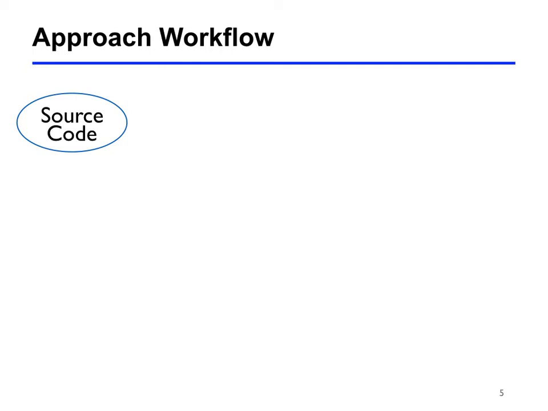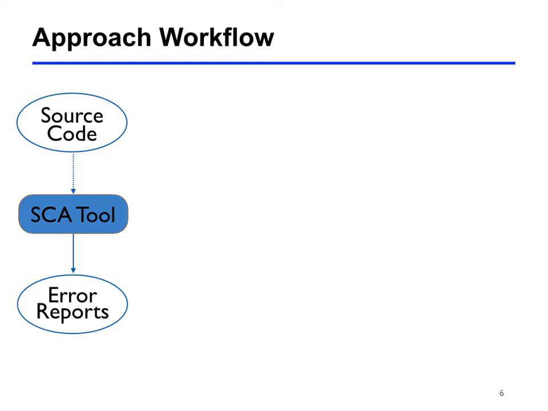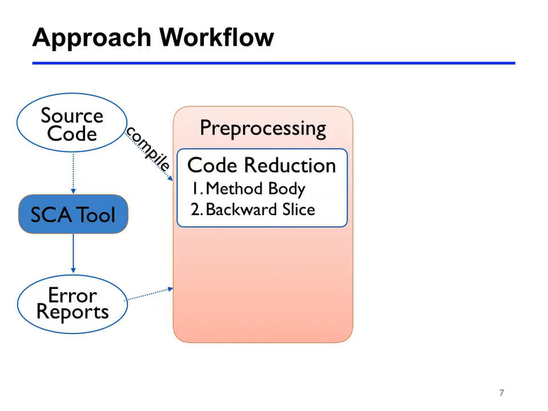In the existing scenario, there is source code which is analyzed using an SCA tool. The analysis results in a list of error reports. In practice, we observe that many of these error reports are false alarms. To distinguish them, we are introducing a couple more steps after the analysis and before showing the results to the developer.